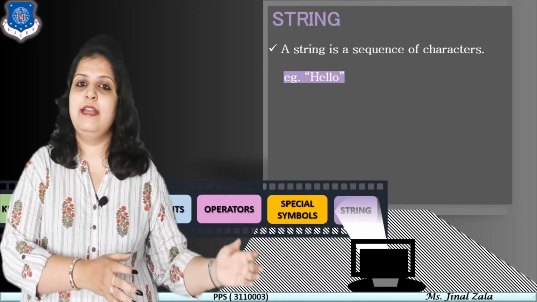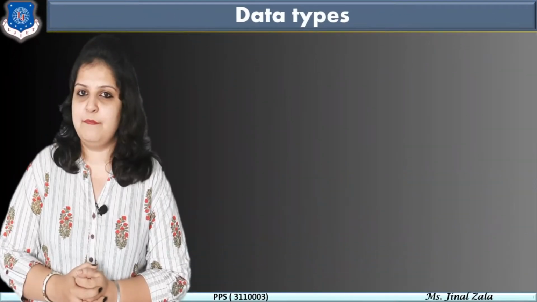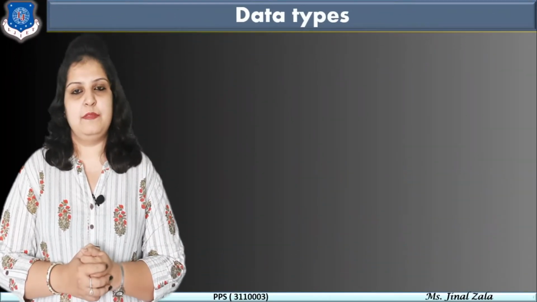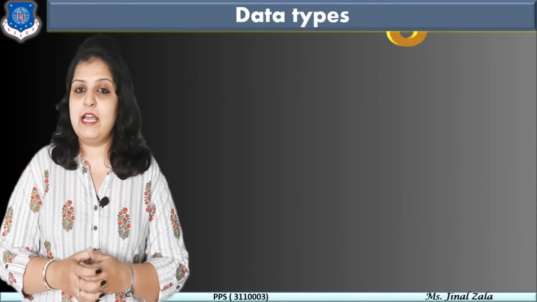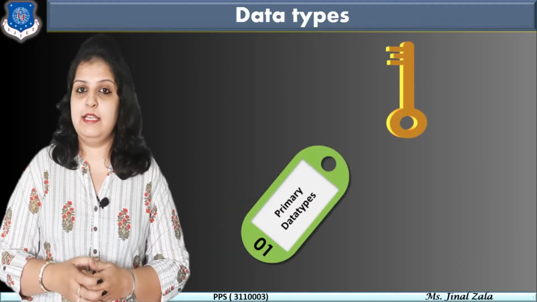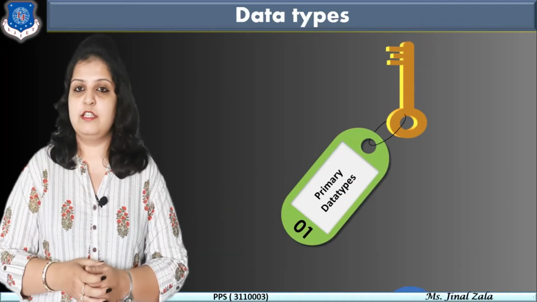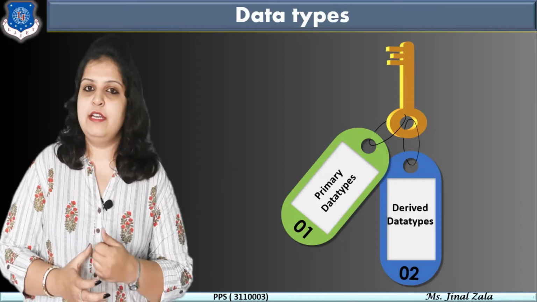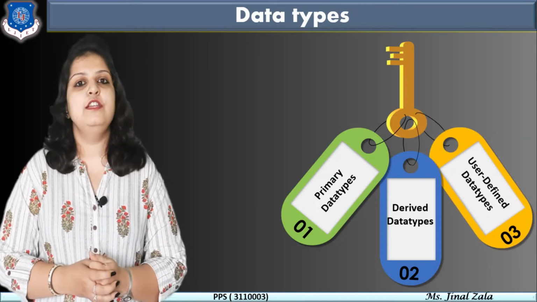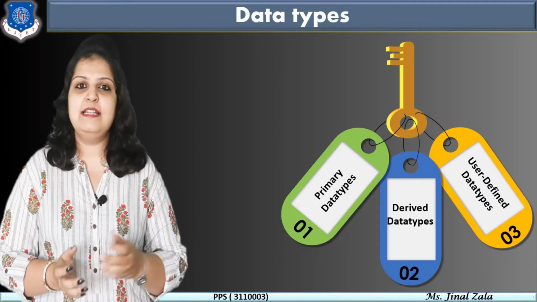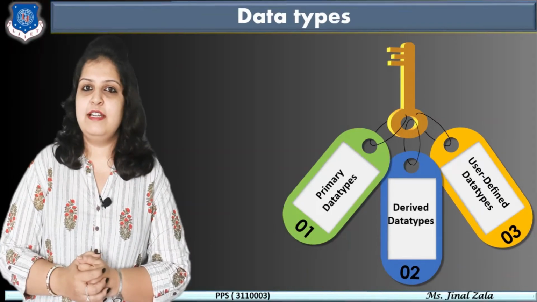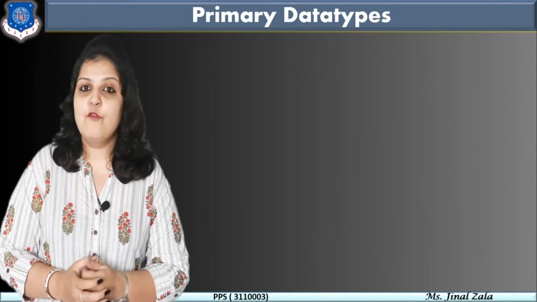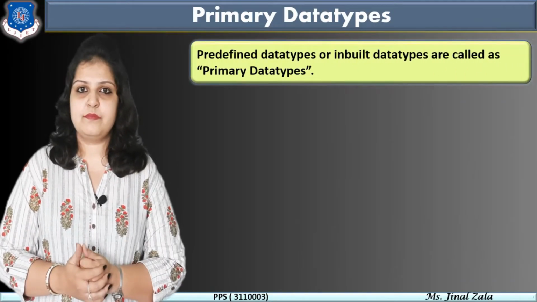Now move to the next topic, and our next topic is different data types. So data types are mainly categorized into 3 major categories. First is primary data type, second is derived data type, and third is user defined data type. So let's see in detail. First data type is primary data types. What are primary data types?